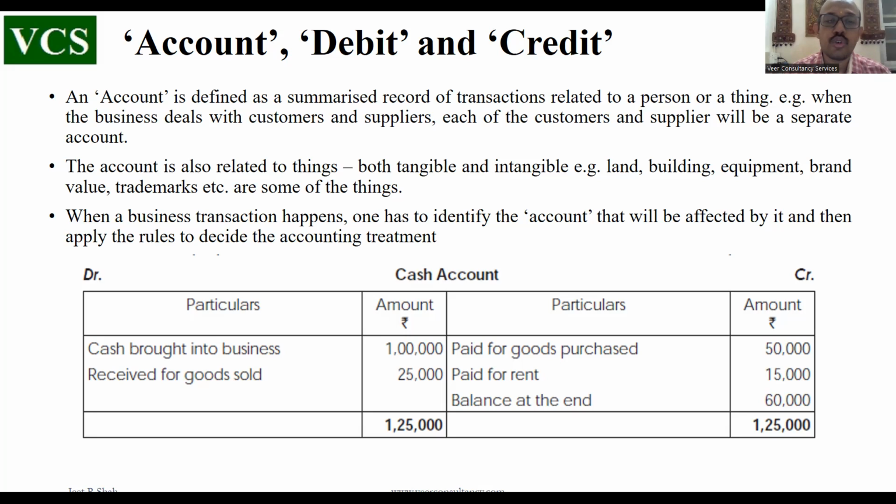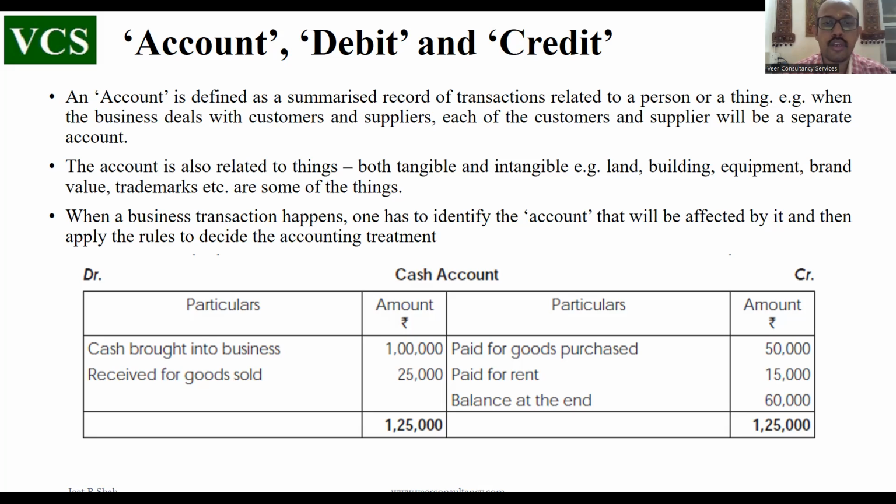You must know that each of us is identified as a separate account by the bank, correct? When you open an account with them, every account will have a different account number. The account is also related to things both tangible and intangible. So you can also have an account giving you a summary of things like land and building, equipment, brand value, trademark, etc. So you come to know kitna land liya, kitna becha. All these things will be there as a summarized thing known as ledger account or account. When a business transaction happens, one has to identify the account that will be affected by it and then apply the rules to reset the account treatment.